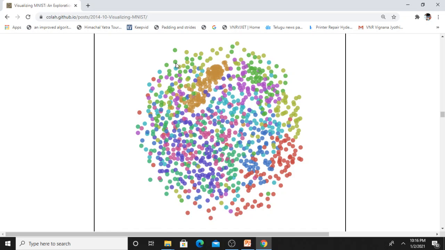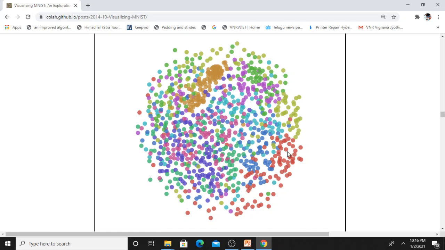We have given different colors, isn't it? This is number 3, this is number 2. Where is number 1? This is number 2. We are giving different colors for different numbers. What we did here is they applied t-SNE techniques to transform this 784 dimensional data into two-dimensional data, and they have given color code.